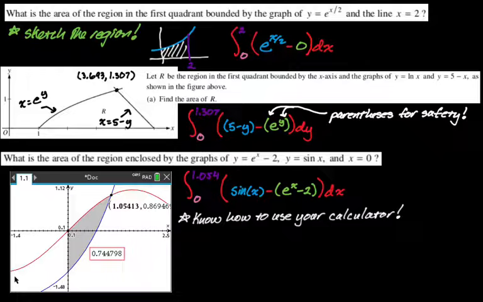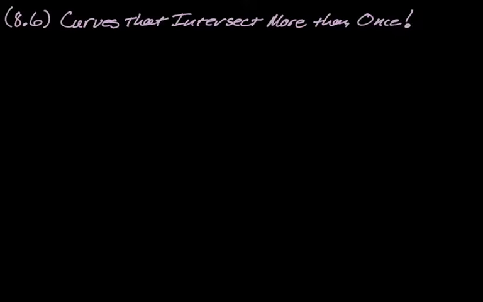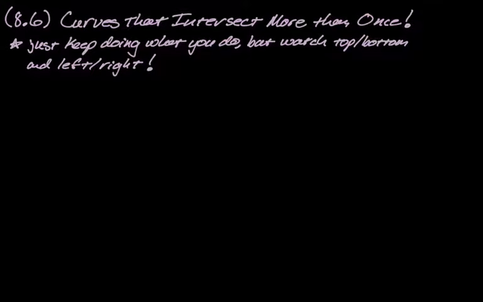All right. What is the next thing that's in this section? It's still related to this basically. So this would be curves that intersect more than once. That's kind of interesting, right? It's its own section. So let's see what this looks like.